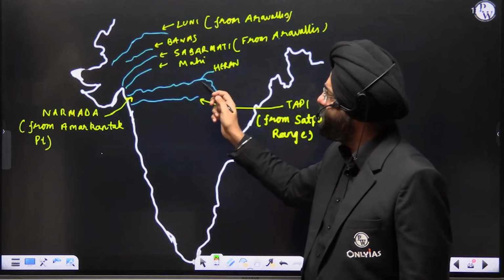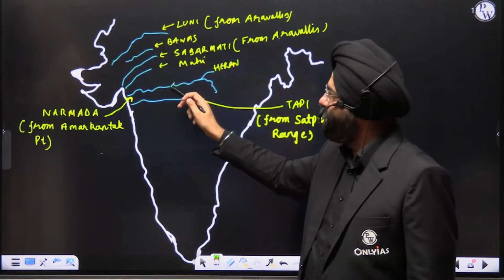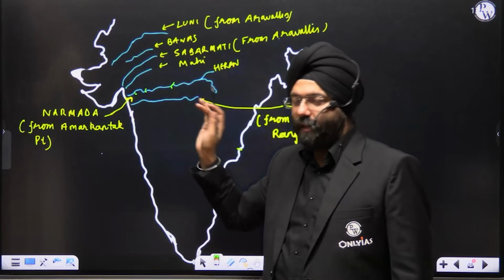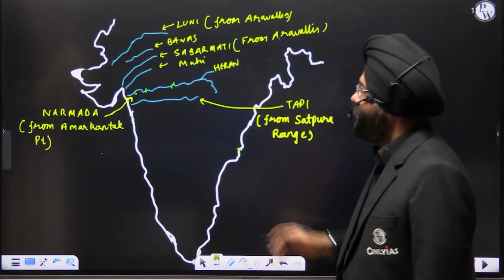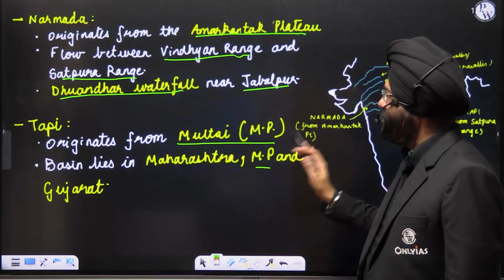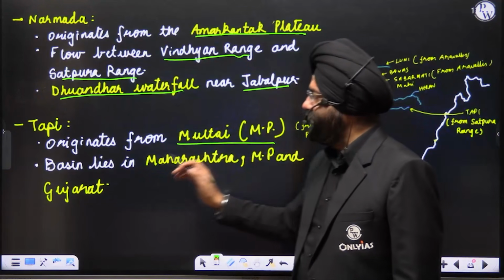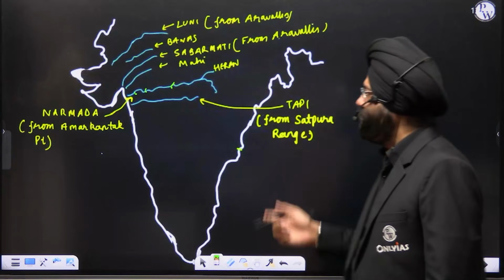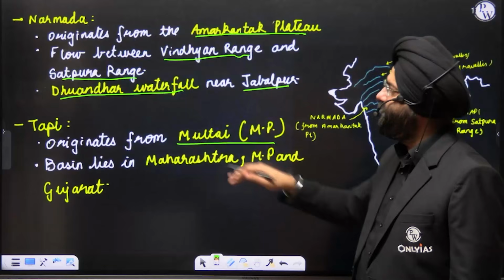An important tributary is Hiran tributary, which is again the right bank tributary because the flow of the river is this side, right? It is basically draining into what? The Arabian Sea. Clear? Yes. Next comes Tapi, originates from Multai in Madhya Pradesh. Basin lies in Maharashtra, Madhya Pradesh and Gujarat. So the drainage basin is covering these three states. Clear? So this is the Tapi river. Now let's move ahead.